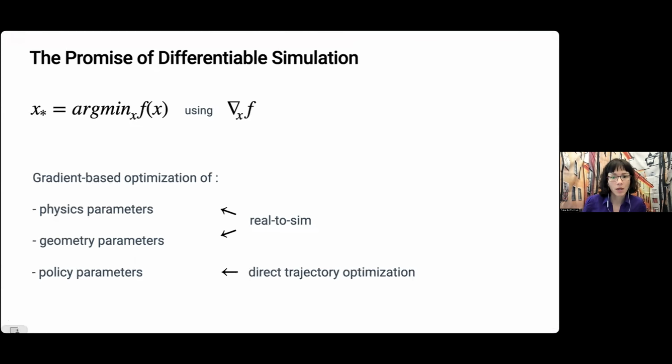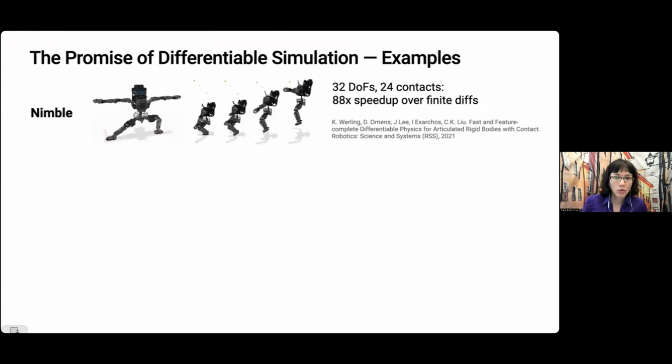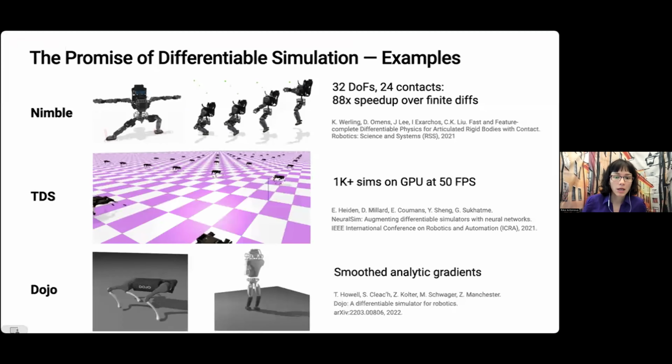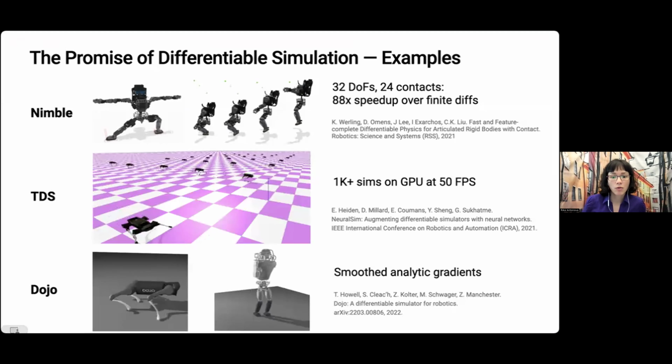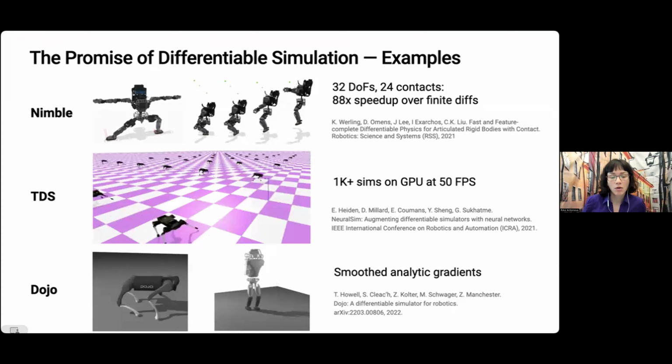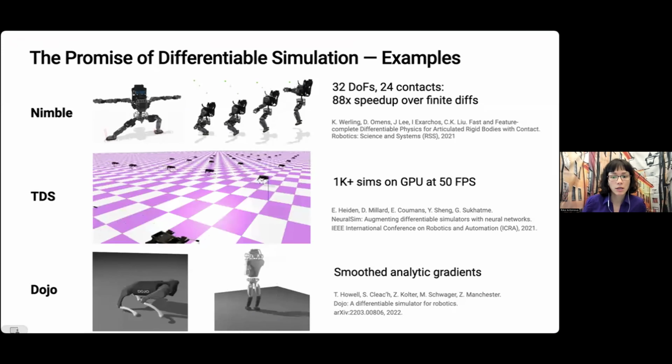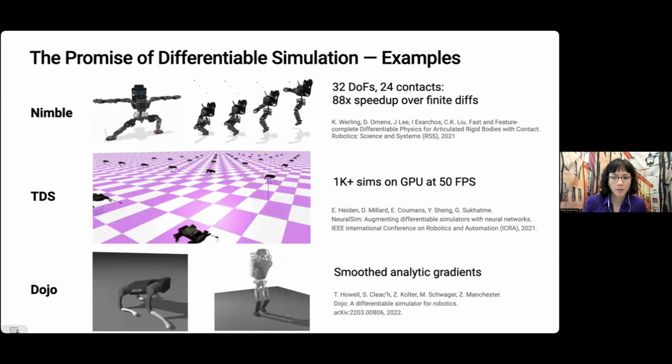Now, I'll mention a few examples of differentiable simulation frameworks. For example, Nimble demonstrated speed up over using finite differences for high degrees of freedom robots, and Tiny Differentiable Simulator allowed simulating a large number of robots at high frames per second. Simulators like Dojo offered a more custom approach, so they offered gradients that are modeled in a smoother way, even for rigid objects, and still remained analytic gradients.